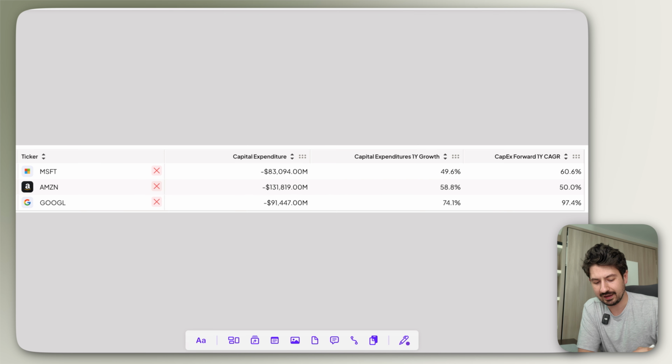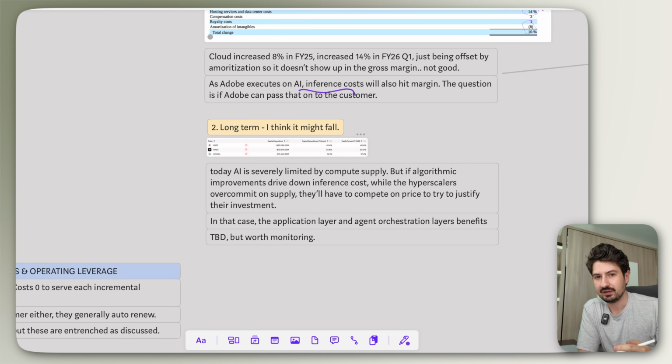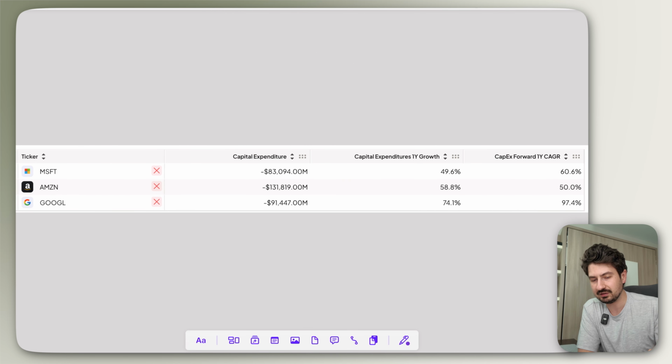If you look at the hyperscalers and their capital expenditure year over year, this is Microsoft, Amazon, and Google, their capital expenditure growth is enormous. And this is just 1 year, and they're saying that they're going to be spending even more. So it's TBD. It depends on if AI demand is really able to meet this increase in supply.